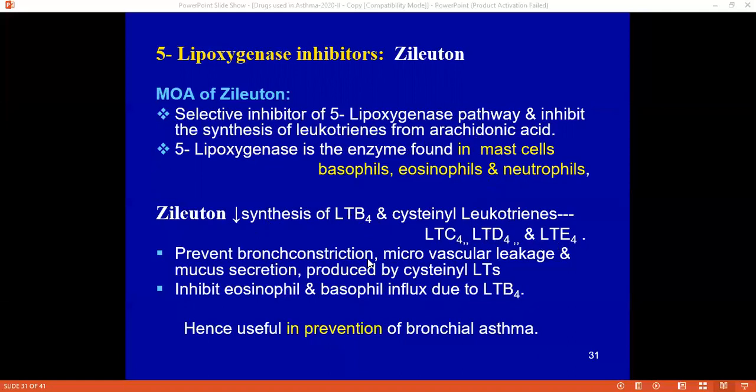They prevent the bronchoconstriction, microvascular leakage, and mucus secretion produced by cysteinyl leukotrienes, and they inhibit the eosinophil and basophil influx due to LTB4. We already know this LTB4 induces phagocytic migration and eosinophil and basophil influx into the site of inflammation. We know from gout, we have seen this in the treatment of gout. Hence, it is useful in preventing bronchial asthma, right? It inhibits the 5-lipoxygenase pathway. It is useful in preventing bronchial asthma.